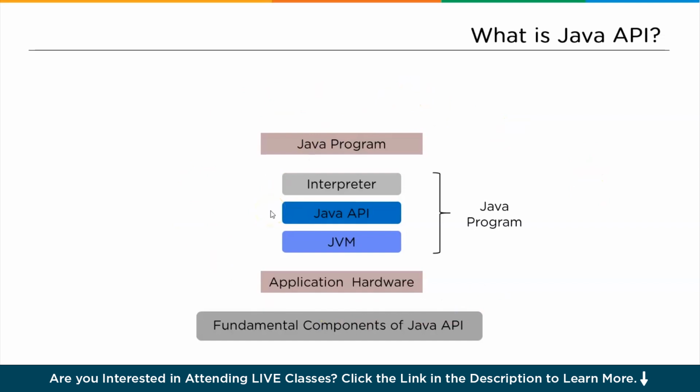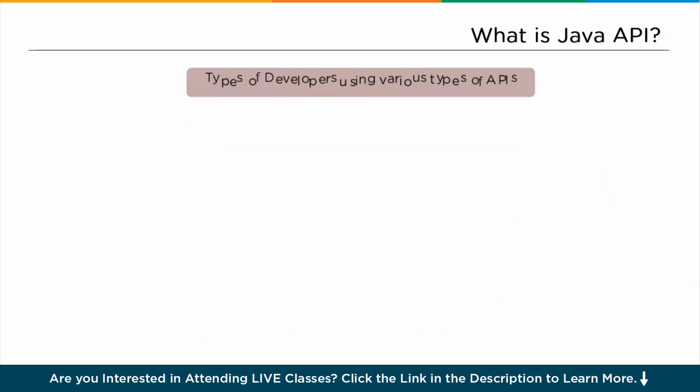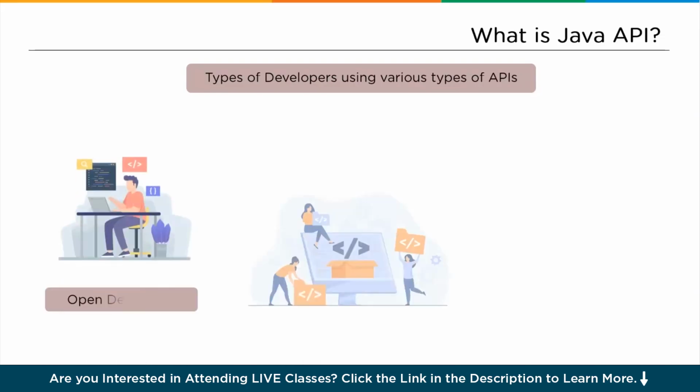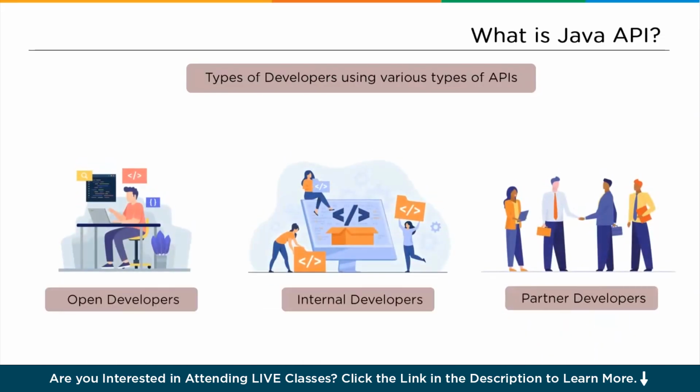Now followed by this, let's dive into the next topic. In the next topic, we find the types of developers using various types of APIs for different jobs. At first we have the open developers, next we have the internal developers, and at last we have the partner developers. Don't worry, we will understand each of these developers in a bit more detail, along with some examples for a better understanding.